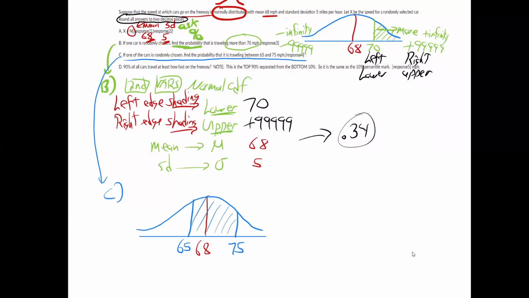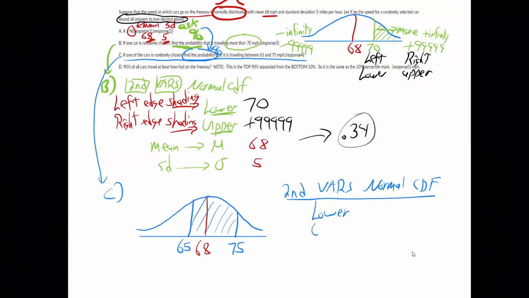Again, this is going to be second VARS normal CDF, because why? Because they're asking for a percentage. It says find the probability. That's asking for a percentage. Probability is a percent, isn't it? They're saying find the percent, find the probability. So that's second VARS normal CDF again, and it's going to be the whole lower, upper, mu and sigma. Mu is the mean, sigma is the standard deviation. Again, that's 68 and 5.